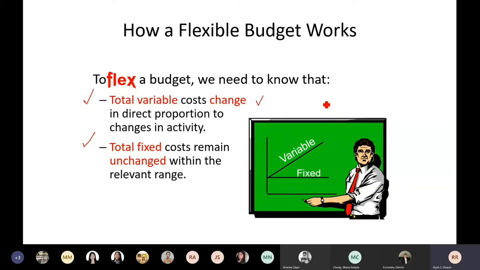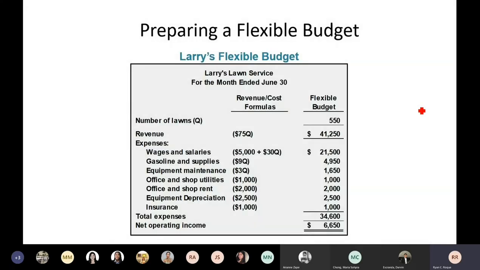Variable cost, paano natin piniprepare yun? So yung total variable cost mo sa budget, i-divide mo sa yung plano mong units. Yung planned natin na units. Tapos, after that, i-multiply mo sa actual na units natin. So, I'll show you in the next slides. Ayan. So, this is your flexible budget. Sa 550, 41,250 ang in-expect natin na revenue dyan. And here are the other items. Paano nakuha yung 21,500? 5,000 plus 30, we multiply here the 550. Ito, nakamultiply ng 550.